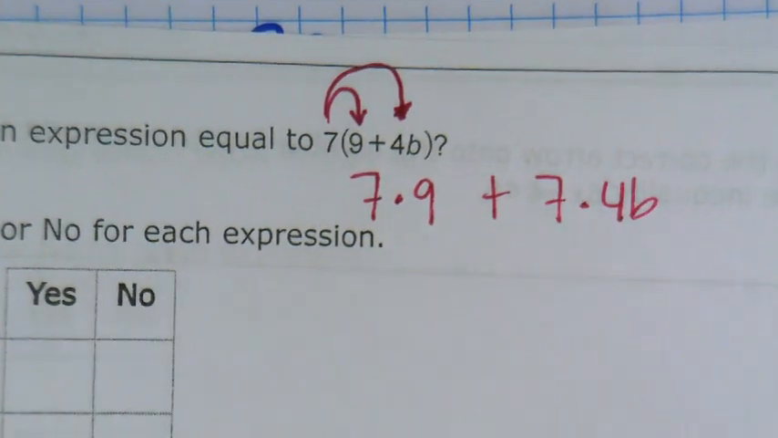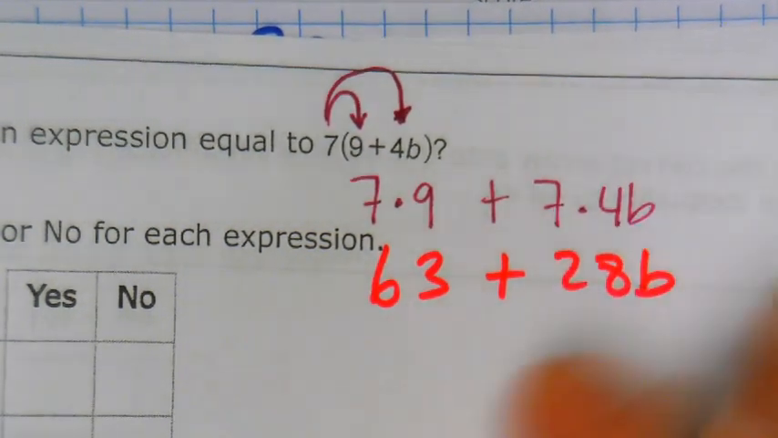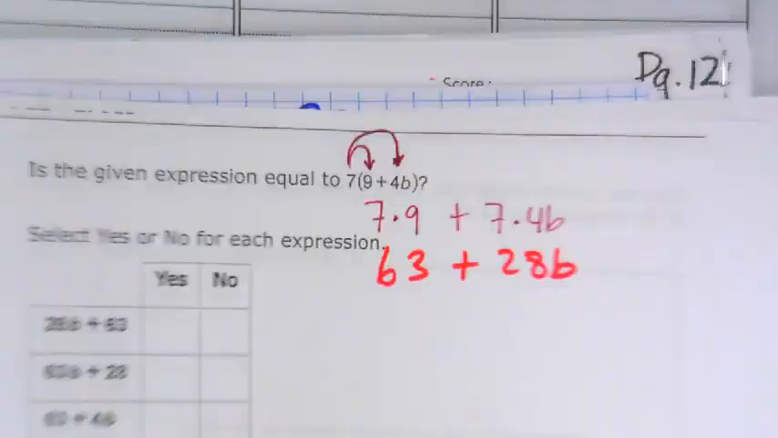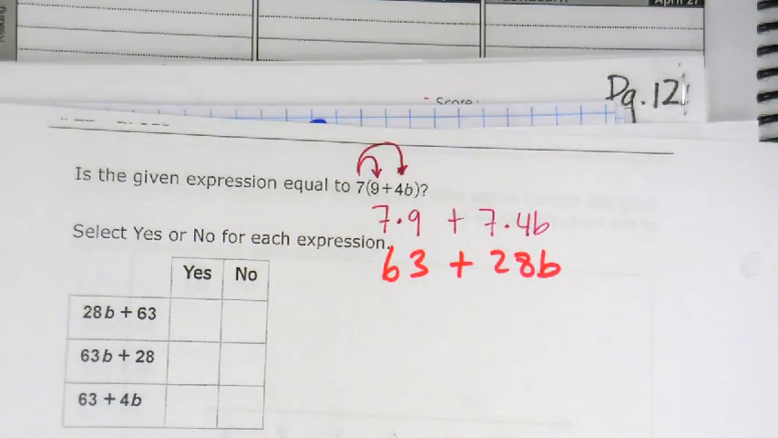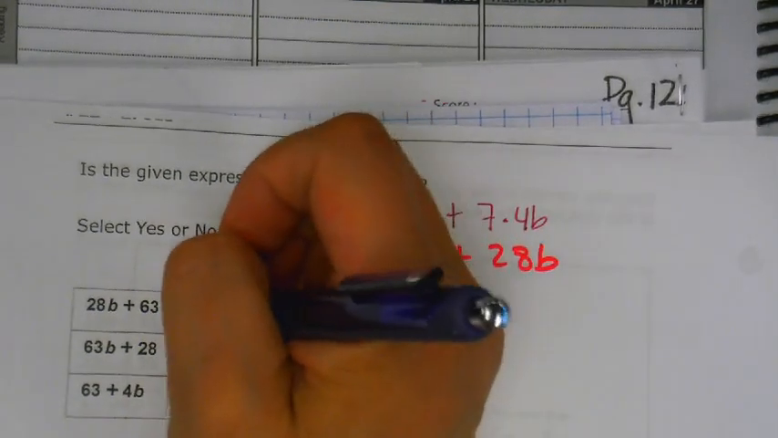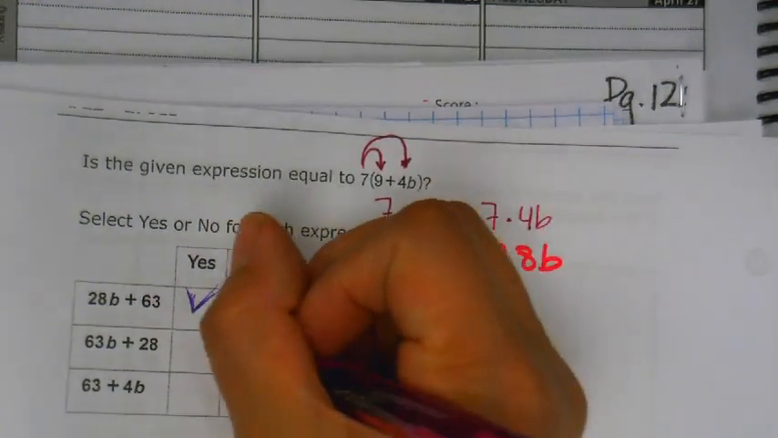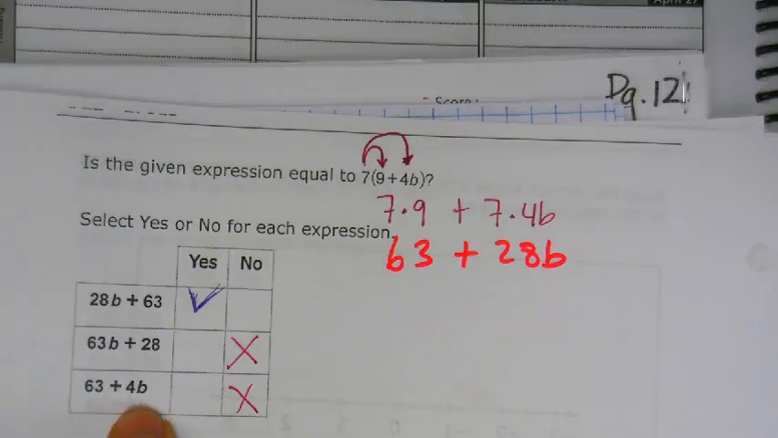All right, what do you get? 63 plus 28b. Can the b go with the 63? No, because it doesn't have a b. All right, so look at the first one. 28b plus 63. Yes. The second one, 63b plus 28. No. The last one is they forgot to give it to the 4b, right? Give it to everyone who knocks at the door.